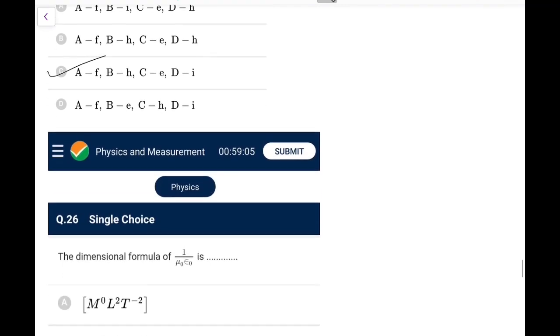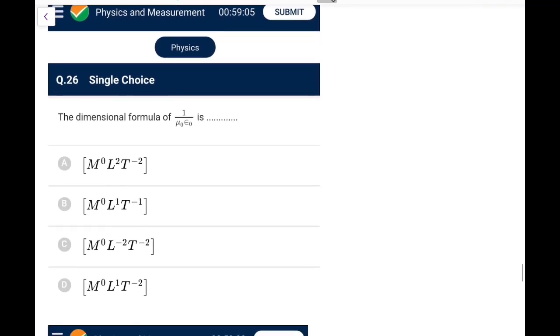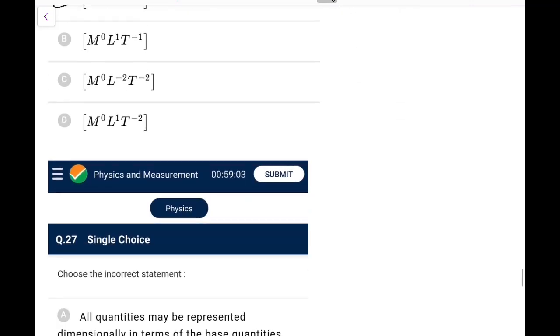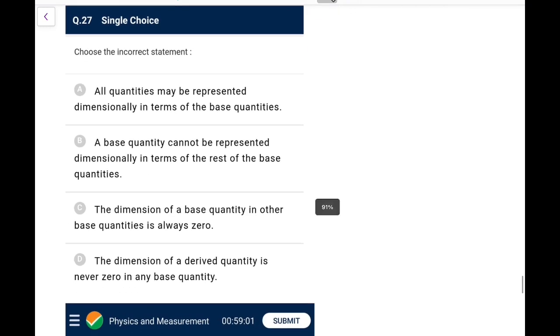Next one, the dimensional formula. This is a very standard question. 1 upon root mu epsilon naught is equal to C, or 1 upon root mu naught epsilon naught equals C square. C square means L2T minus 2. Going by this, go for option L2T minus 2. Sorry, be careful. L2T minus 2. Go for option A.